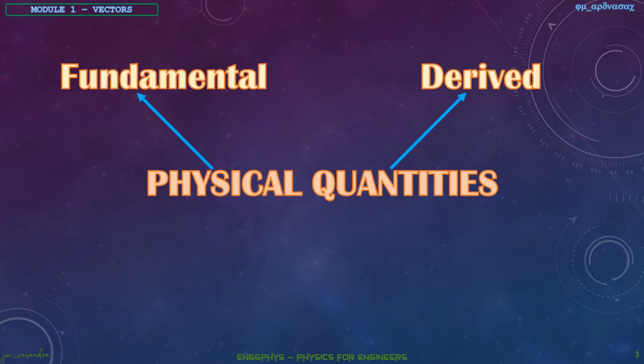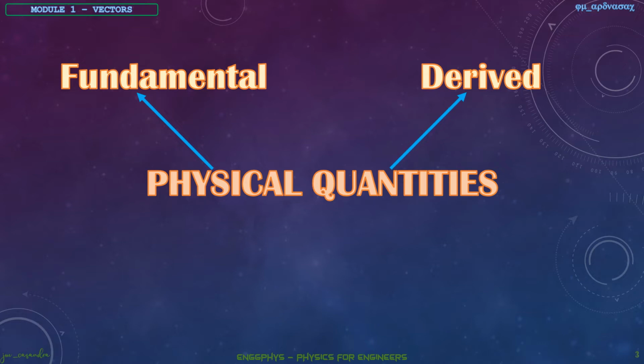Another is force. We define force in terms of newtons. It's a single term, but a newton is equivalent to kilogram meter per second squared. So it's a combination of 3 fundamental quantities: mass, length, and time. That's the difference between fundamental and derived quantities.